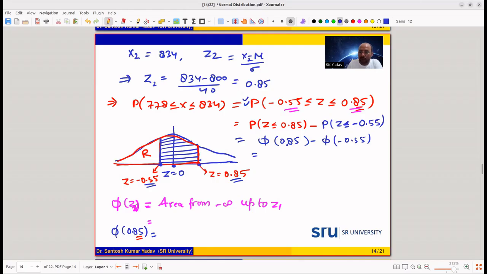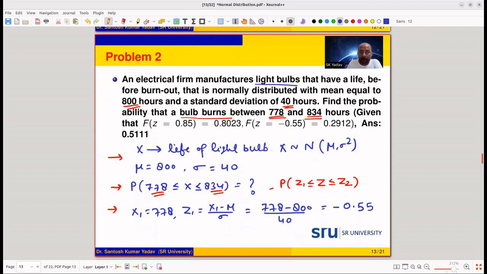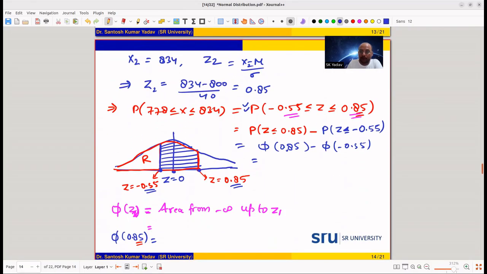And I have these values particularly given in the problem. Yeah, it is given as 0.8023 and 0.2912. So I have now 0.8023 minus 0.2912, which is 0.511, which is the answer, the required probability. And now if you want to see how to check out this value and this value, let us go to the table here.